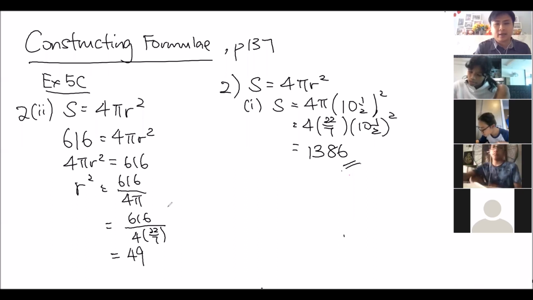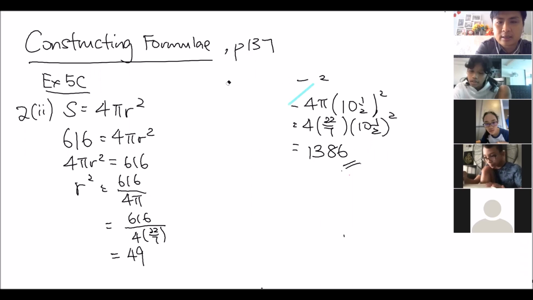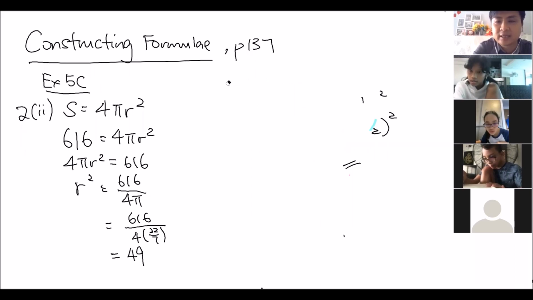Now, what do you think is the opposite of R square? What is the opposite of square? The opposite of square is square root. Let's revise again. We learned this in chapter 1, under prime numbers, and also under perfect squares.